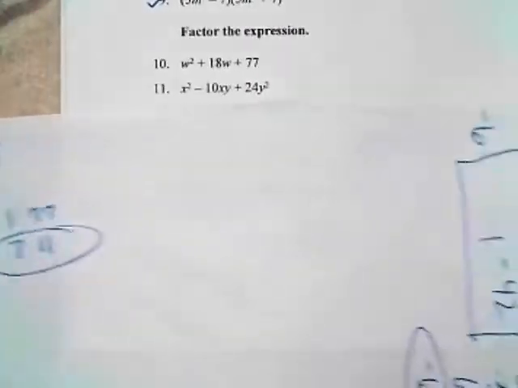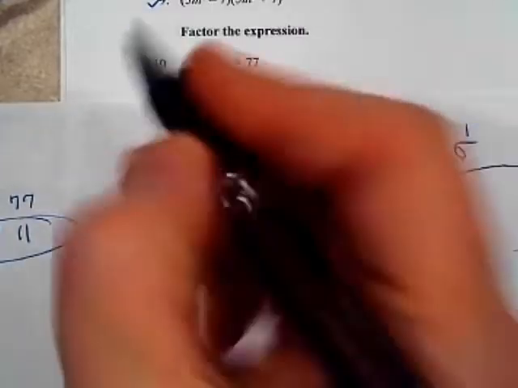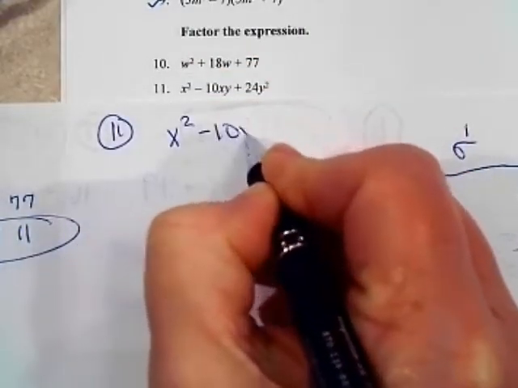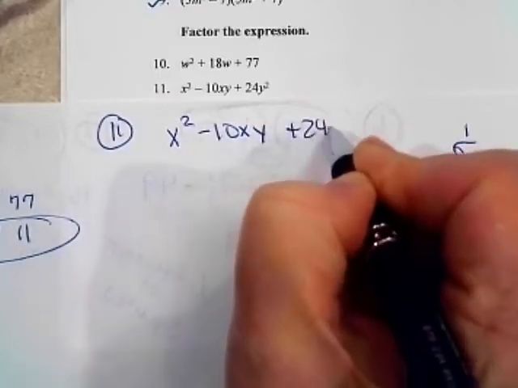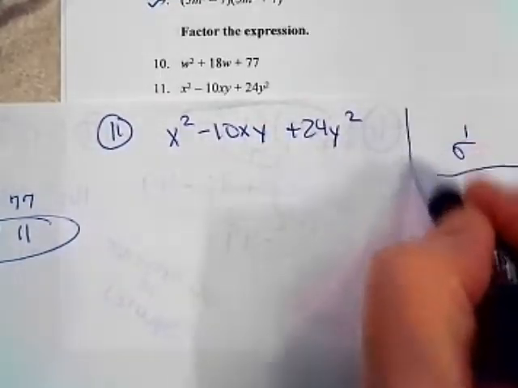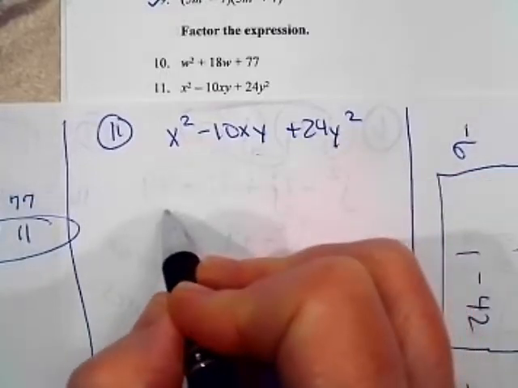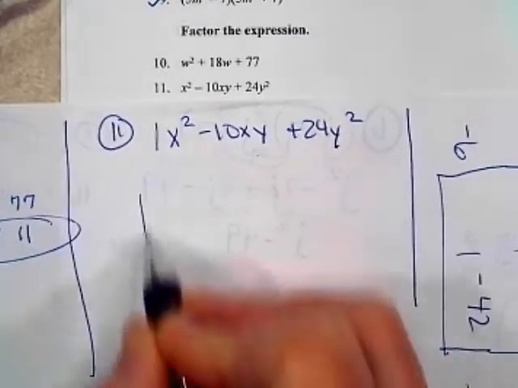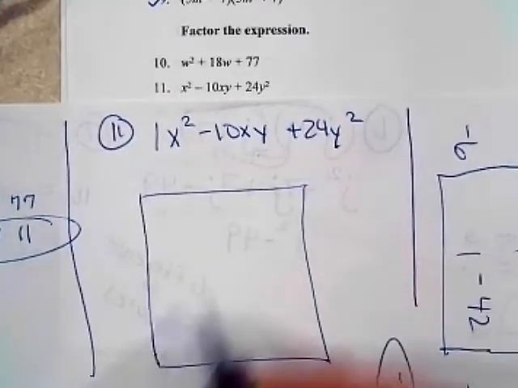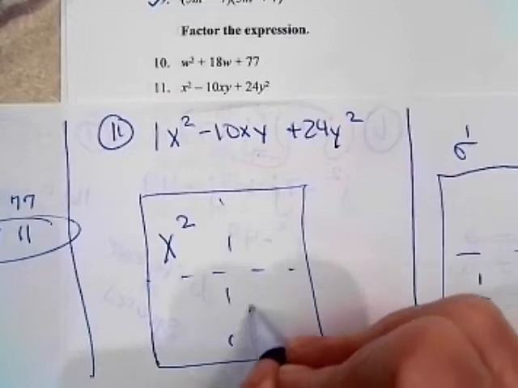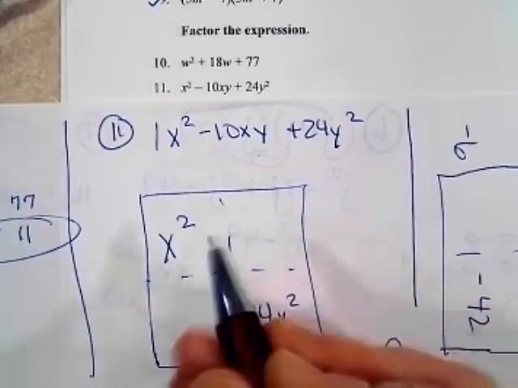Excuse me, 11. Let's look at problem 11. It says x squared minus 10xy plus 24y squared. Okay, this question has an x and a y involved, but it still has a leading coefficient of 1, so we're going to go back to using the box method. And we're going to have x squared here and 24y squared here.